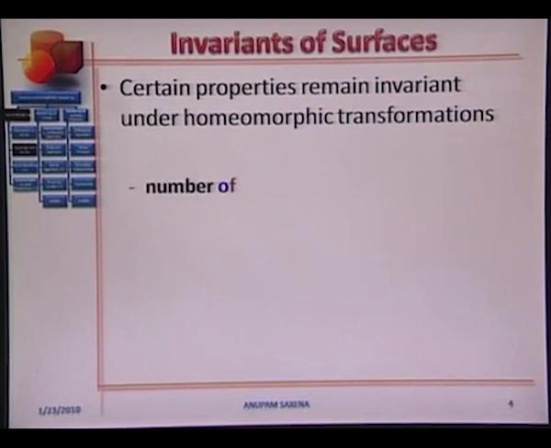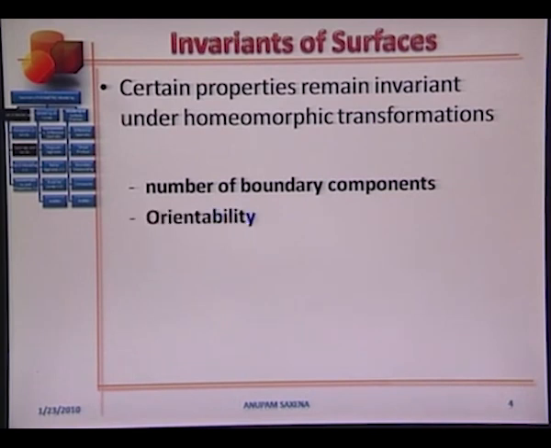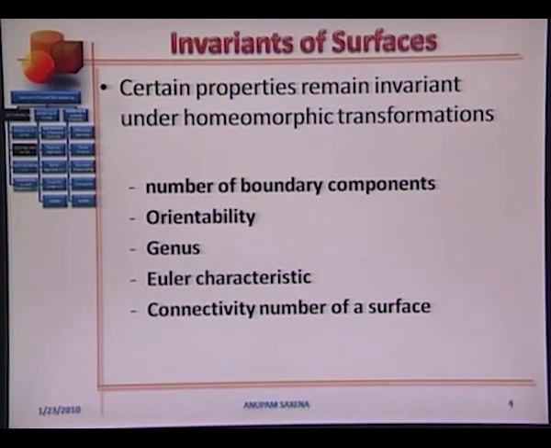They are number of boundary components, orientability. I'm going to be talking about orientable and non-orientable surfaces here. Genus. Euler characteristic. This would be an important one. And finally, connectivity number of a surface.